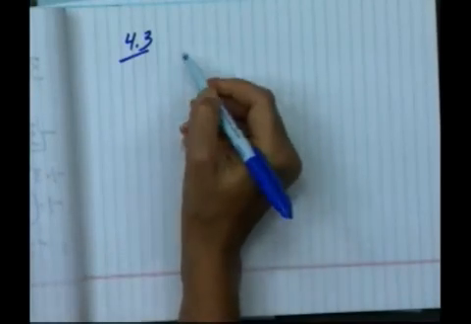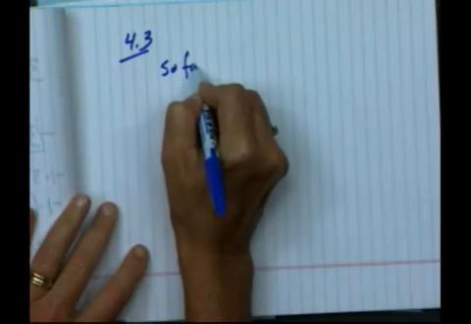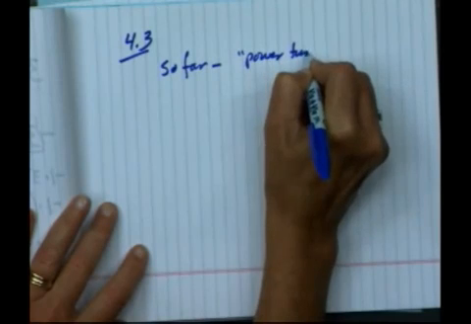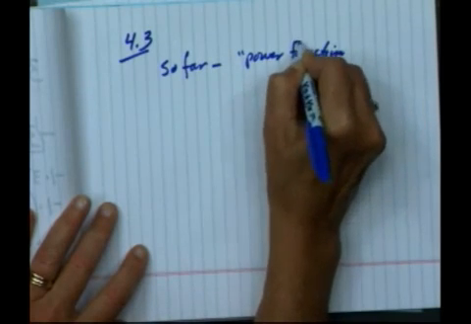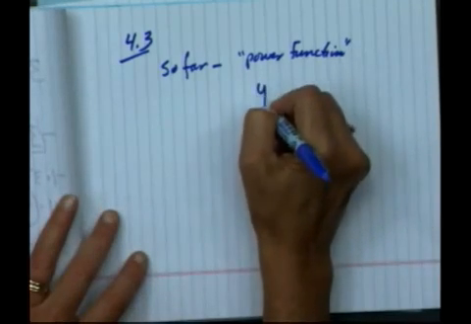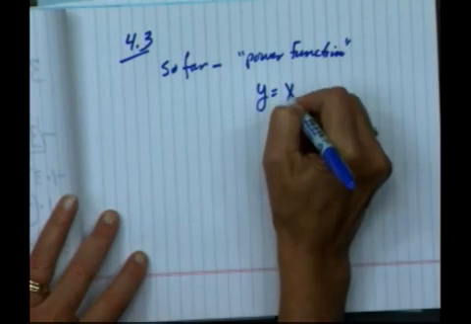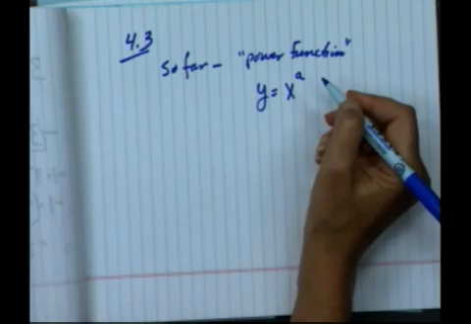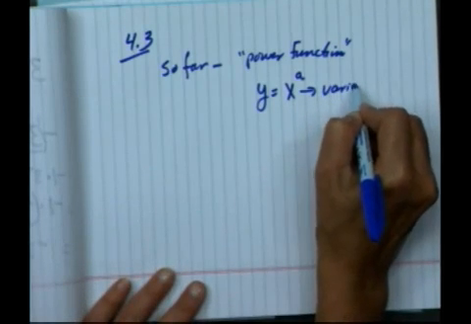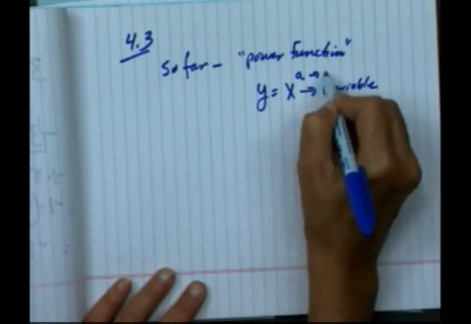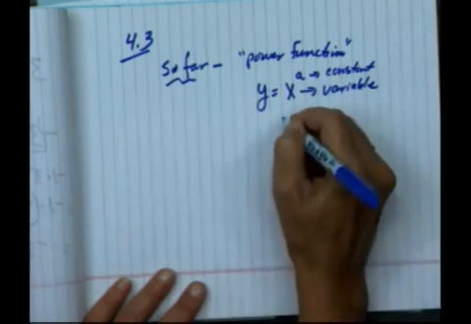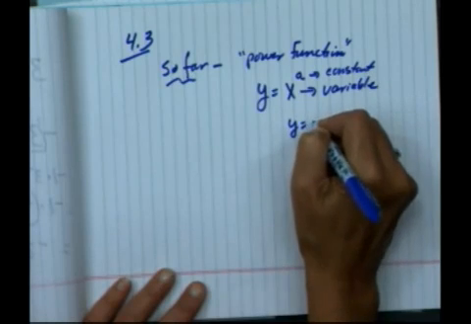And I'd like to say, so far, we have worked with the power functions, really some algebraic polynomial functions, but basically we had y equals x raised to a power. And the deal was that x is the variable and a is a constant. That's what we've studied so far, such as y equals x to the 5th.